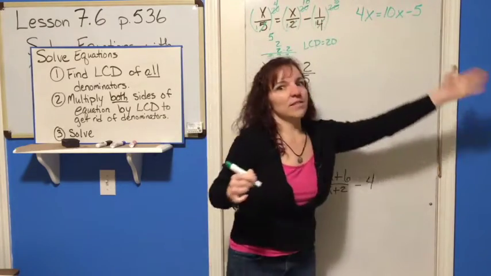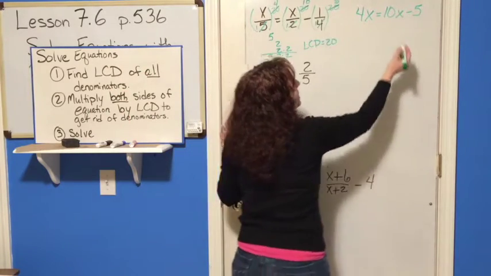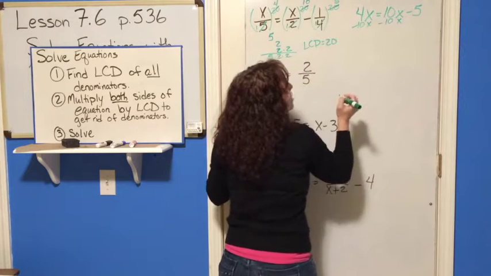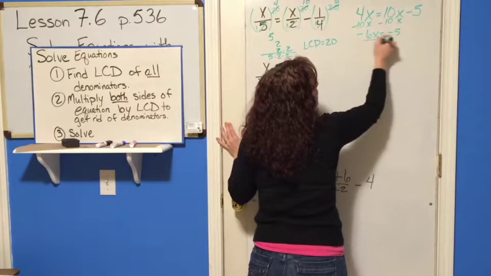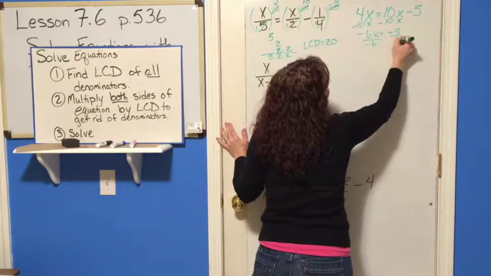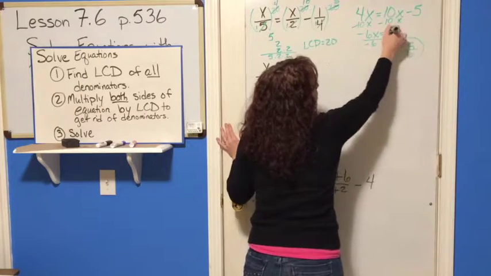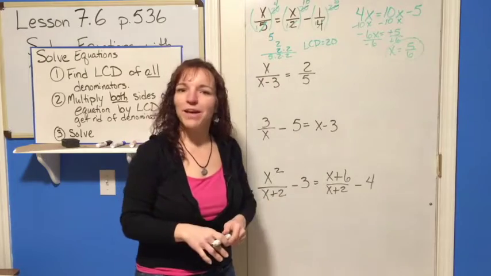And this is an easy equation to solve. So what we'll do is subtract the 10x from both sides. And so we've got what? Negative 6x equals negative 5. Divide by negative 6. So x is 5/6 because a negative divided by a negative is a positive. So 5/6 is your answer and you're done.